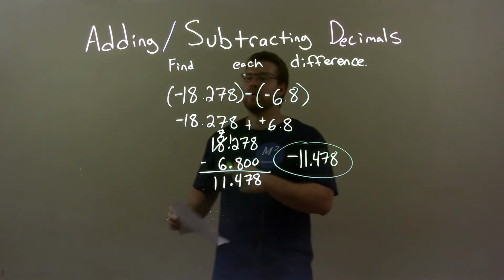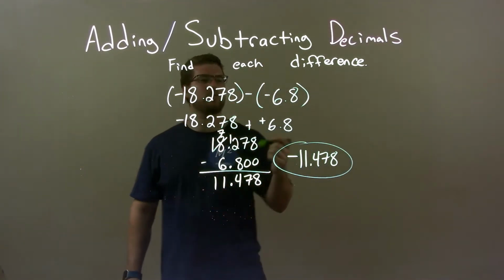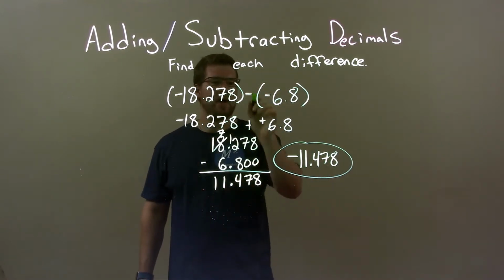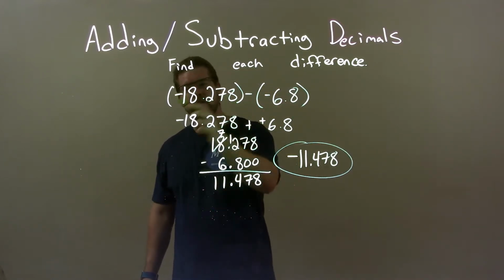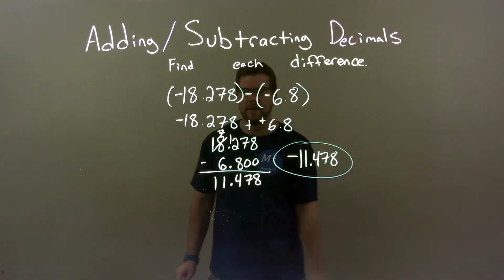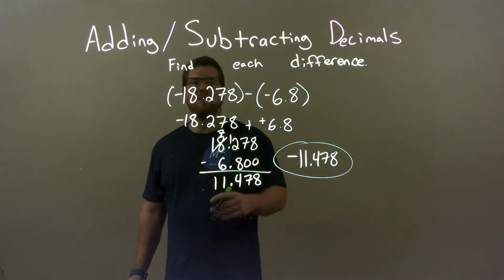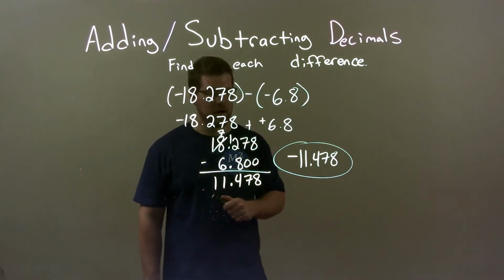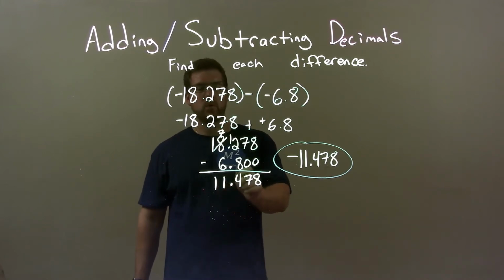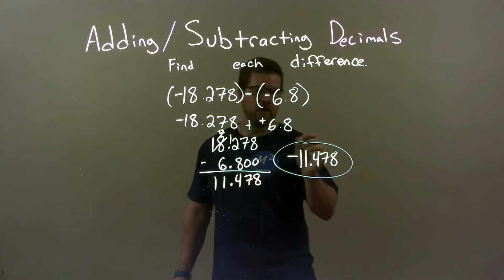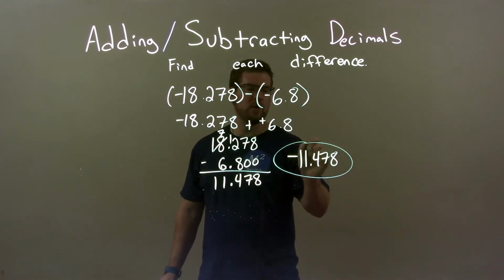So quick recap, we're given negative 18.278 and we're subtracting a negative 6.8 from that, okay? Well, first thing I need to do, I made subtracting a negative into adding a positive. Then, since the absolute value of negative 18.278 was larger than 6.8, I knew I just had to find the difference and make the final answer negative. So I found the difference between the two numbers as if they were both positive, and that came out to be 11.478. Then from there, I slapped on the negative, so again my final answer here is just a negative 11.478.